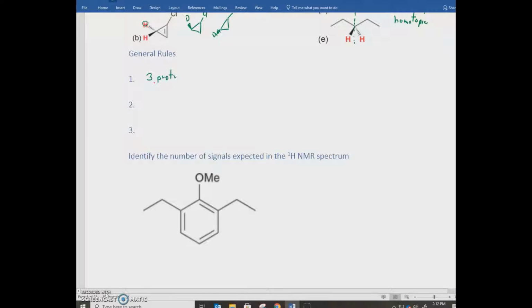So the 3 protons on a CH3 will be identical. Okay? The 2 protons on a CH2 group generally are identical. The only exceptions really are if you have a chiral compound. Exception, chiral compounds.